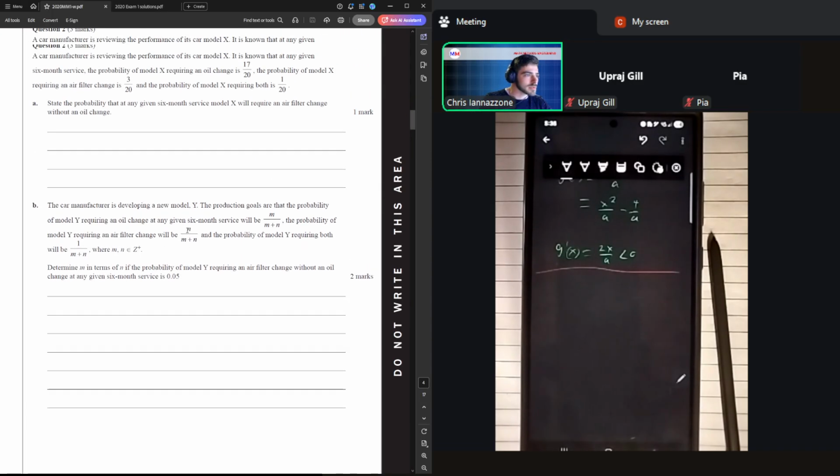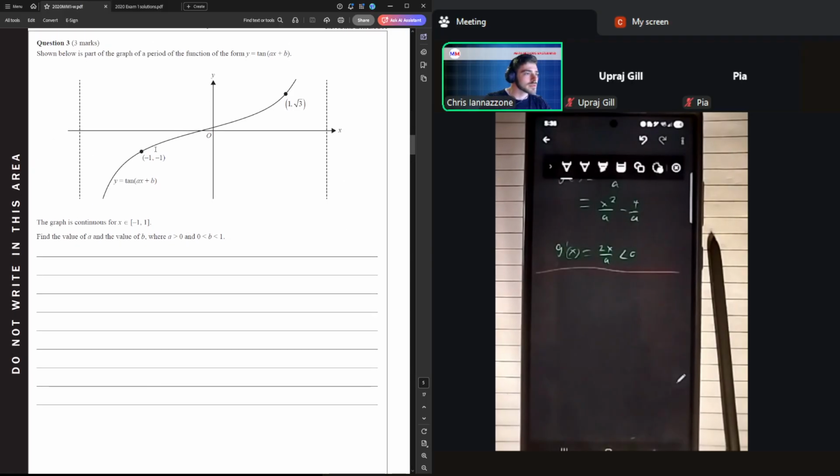That was a short couple of questions. Fair enough. All right, question 3, tan graph. Fully unknown tan with a and b. We have 2 points on the graph. We're told it's continuous from -1 to 1. So, sure, why not? Find the value of a and the value of b. Yeah, just solve for a and b.